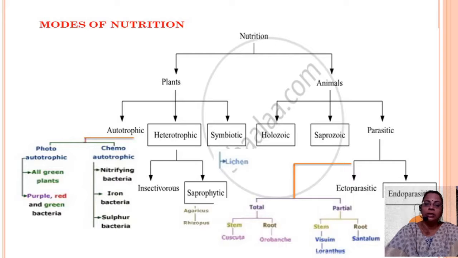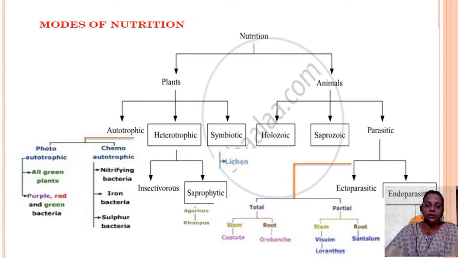Then again, in plants, there are certain types of parasitic plants. Either they can be total parasites or partial parasites. Total parasite means they are not synthesizing their food fully; they are deriving the food from the host plant. So it can either inhabit the stem or the root. A typical example of a stem total parasite is Cuscuta.